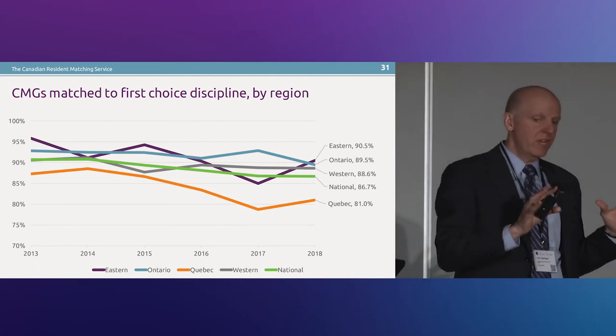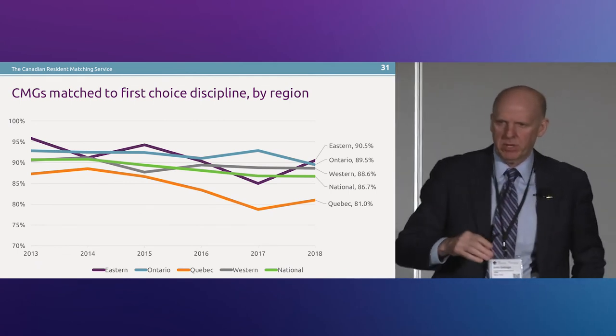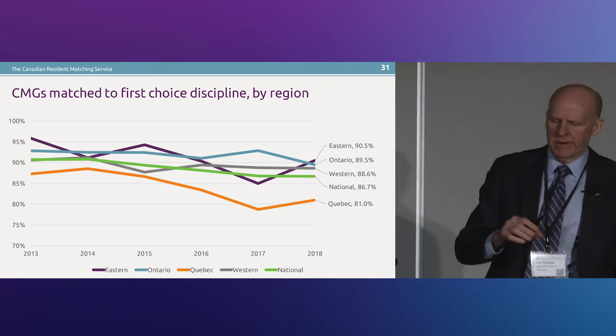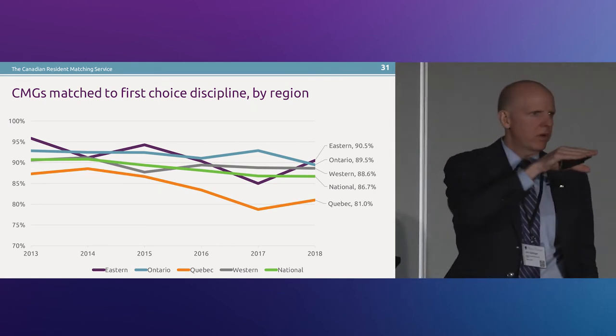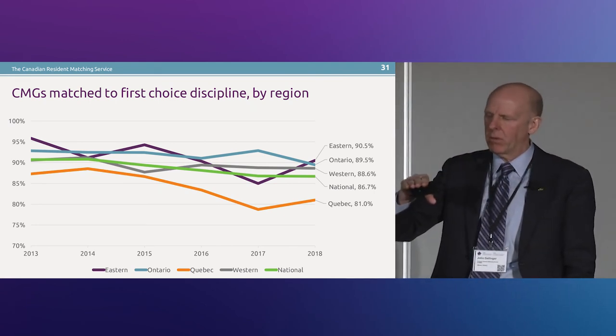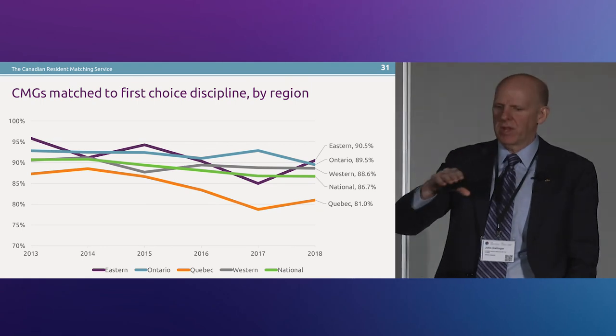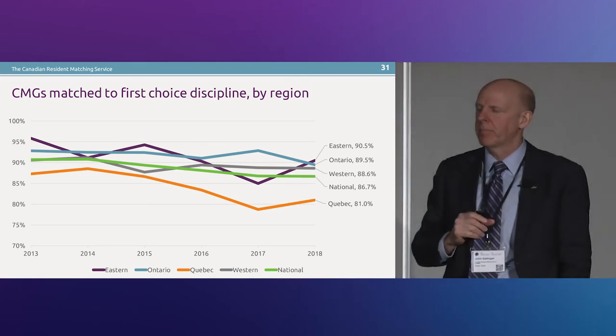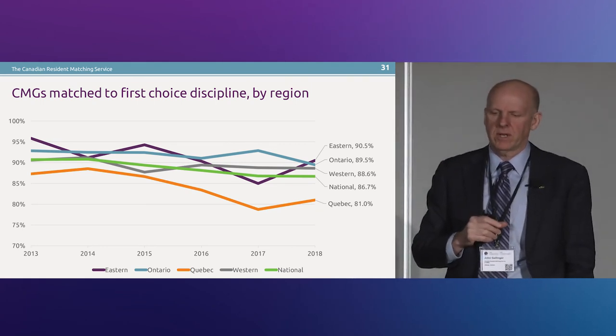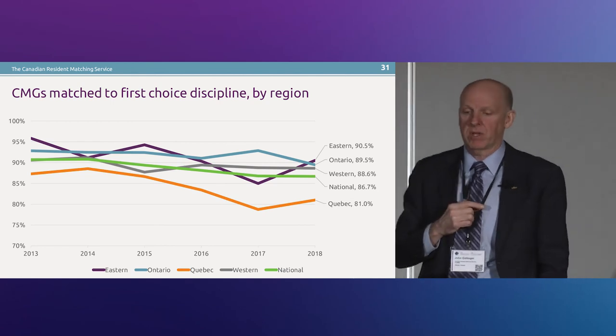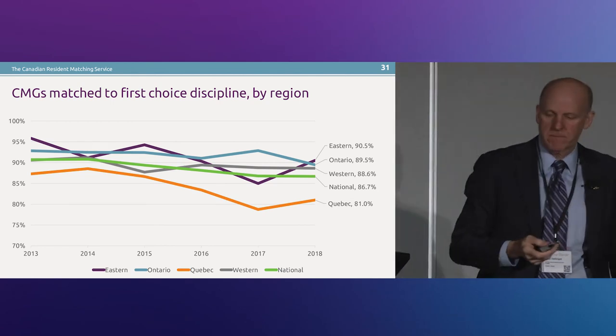Now this is a view by region. So a lot of pretty busy lines crossing each other there. And not surprisingly, since the overall first choice discipline number is going down, by region is down, but Quebec actually jumped up from 2017 to 2018, as did Eastern Region, up to 90% first choice discipline success rate.